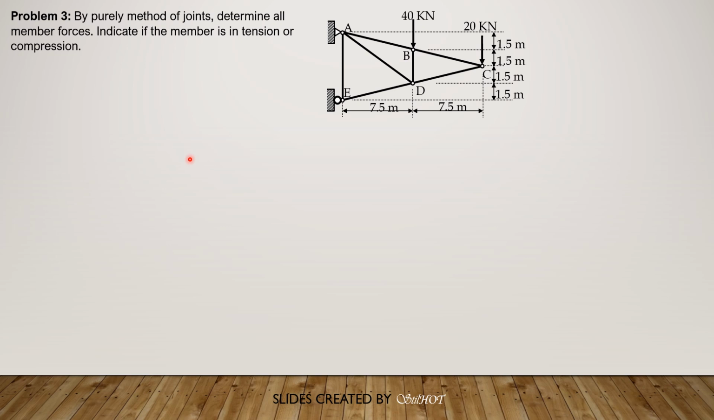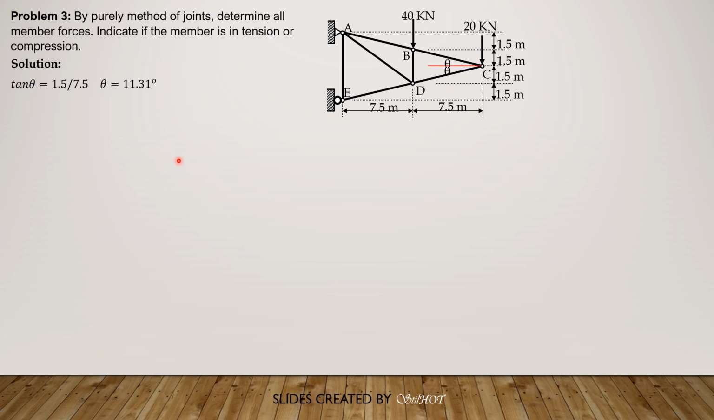So take note that we simply apply method of joints. So we first solve for the angle between, or this angle here. We draw horizontal line through C because we plan to isolate joint C first. So by symmetry, the angle is denoted by theta. Same is true with the member CD with the horizontal. It's also theta. So from the figure, tangent theta is 1.5 over 7.5. So therefore, theta is 11.31 degrees.